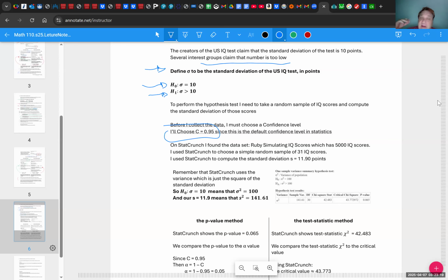All right, so I've chosen my confidence level. I got my null and alternative hypotheses. I got my sigma, and now I need to collect some data. So on StatCrunch, I found the data set. It's called Ruby Simulating IQ Scores, which has 5,000 IQ scores on it. And I used StatCrunch to choose a random sample of 31 IQ scores, and I used StatCrunch to compute the standard deviation equal to 11.90. So let me show you real quickly how to get that on StatCrunch.